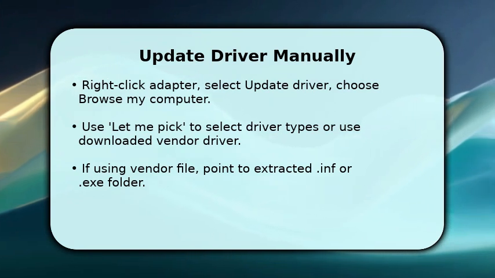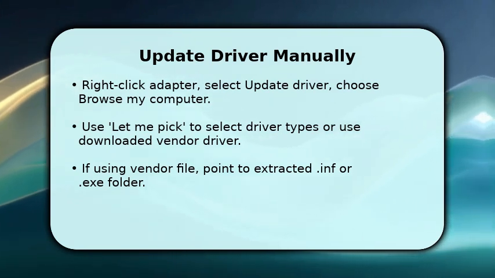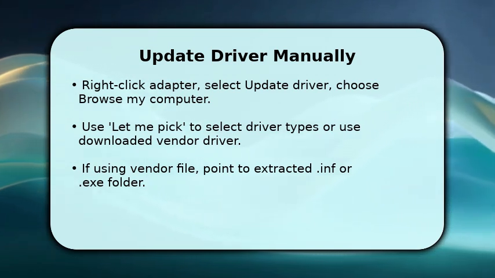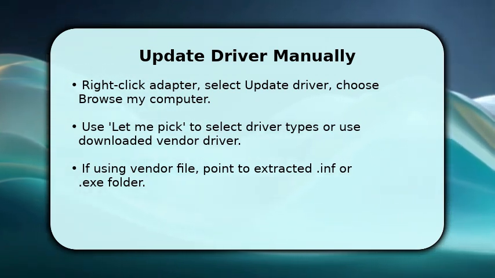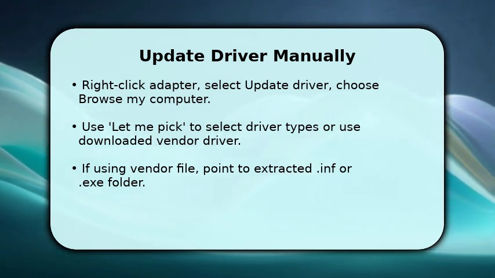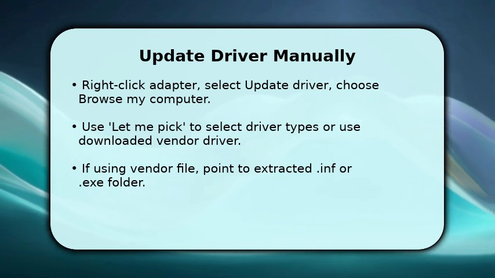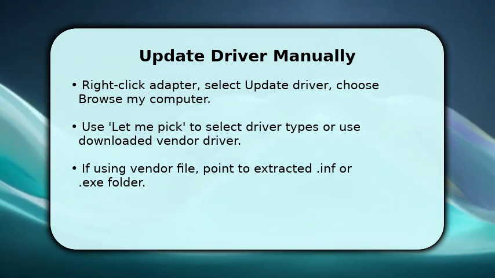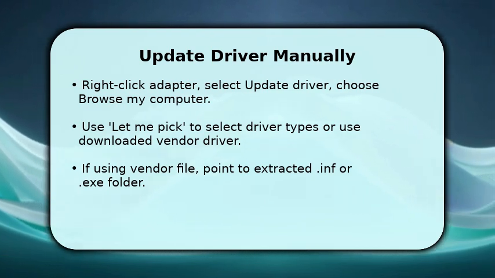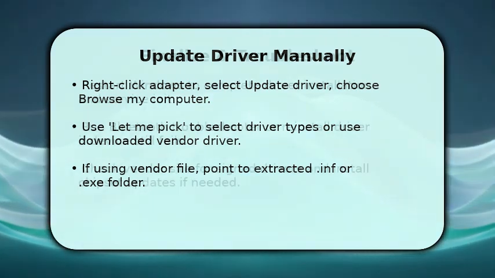Right-click the Bluetooth adapter in Device Manager, choose Update Driver, and select Browse My Computer for drivers. Once chosen, use Let Me Pick from a list to force a specific driver type or point to the folder where you extracted the vendor's download. If the vendor supplied an executable, run it with admin rights. If an inf is present, use the browse flow so Windows can install it.